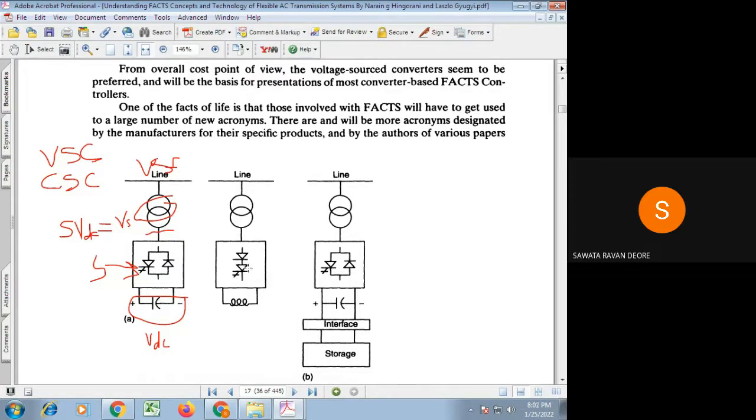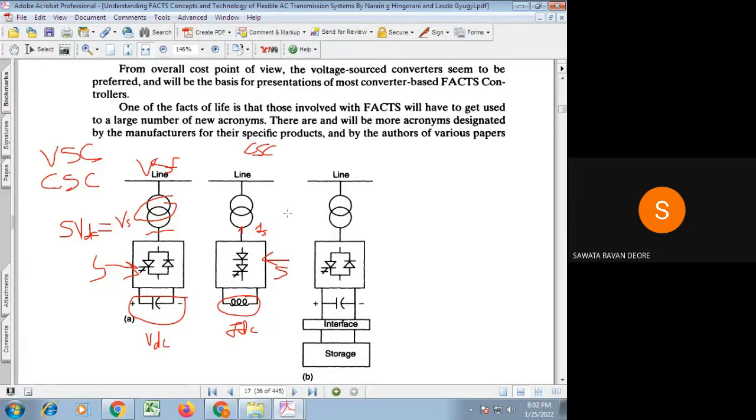Similar is the case for the current source converter. In the current source converter, the DC side of the converter is represented by an inductor, which is the source of current. That's why it is called a current source converter. And this DC side, that is the IDC current of the inductor, we are transferring to the AC side as an AC current by controlling the switching of the converter.